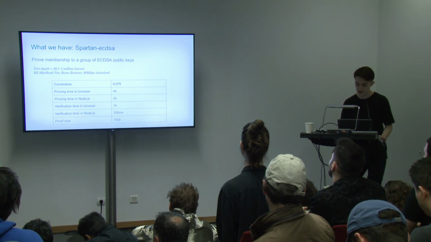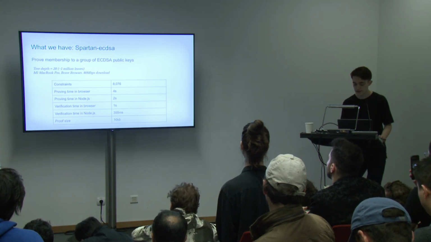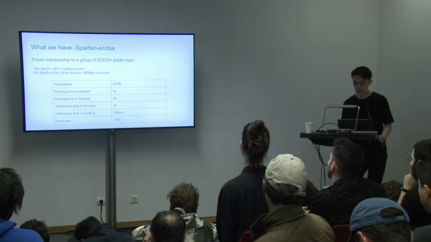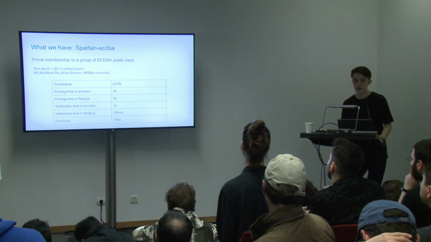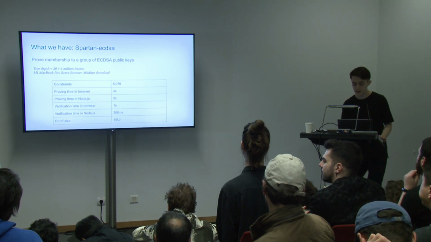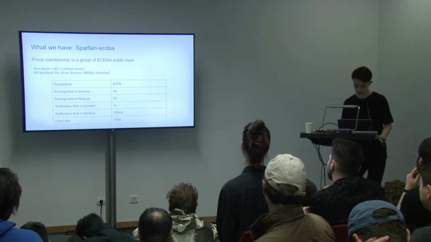Spartan ECDSA is a scheme that we've been working on for proving membership in an ECDSA public key group, and it makes significant improvements in proving time compared to solutions that came before it. Spartan ECDSA encodes statements in R1CS over the scalar field of the secq256k1 curve, which is a curve that forms a cycle with the secp256k1 curve. So you can encode secp base field operations natively without doing any wrong field arithmetic.